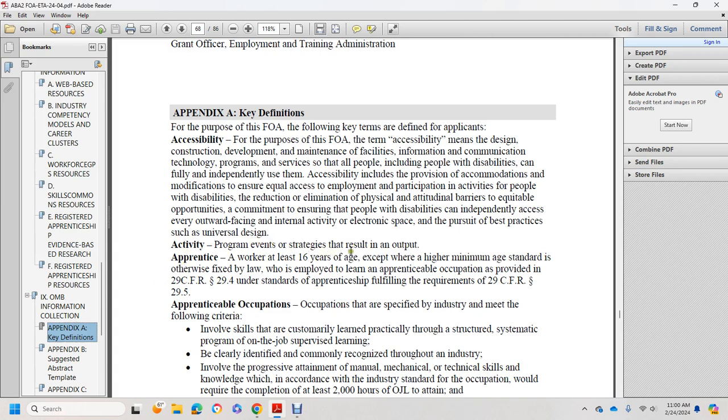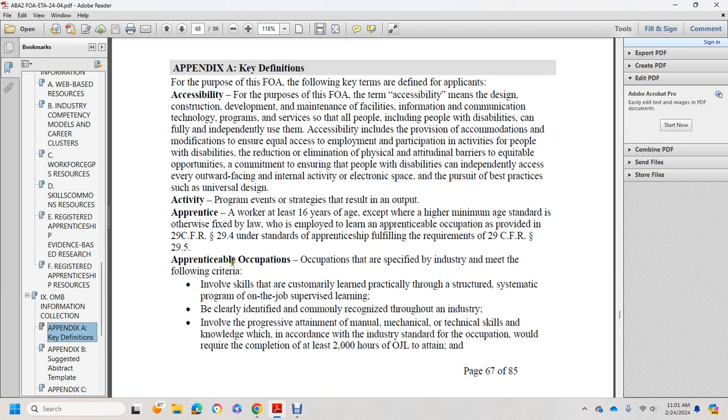Apprentice. A worker who is at least 16 years of age, except where higher minimum age standards are otherwise fixed by law, who is employed to learn an apprenticeable occupation as provided under Title 29 CFR 29.4 under a standard apprenticeship filing, or under Title 29 CFR 29.5.